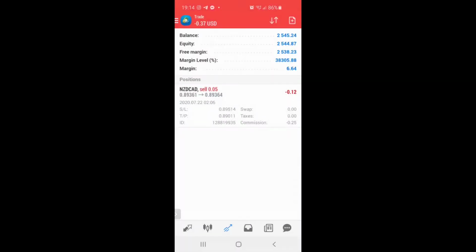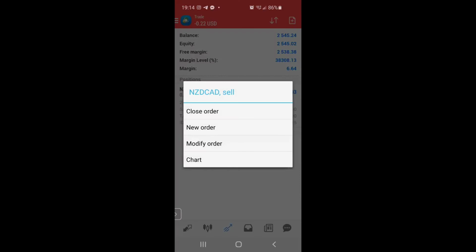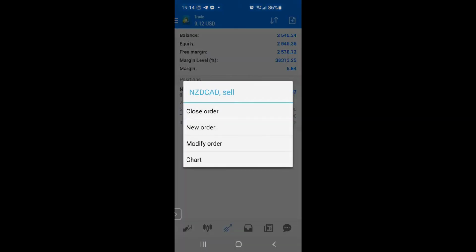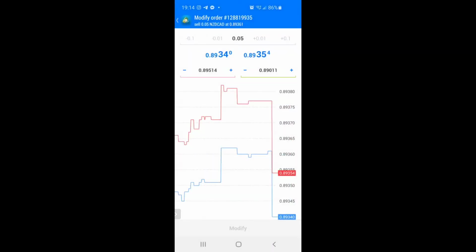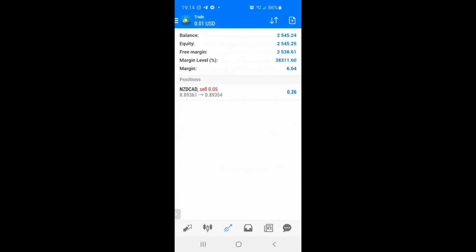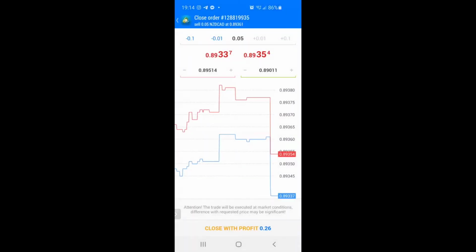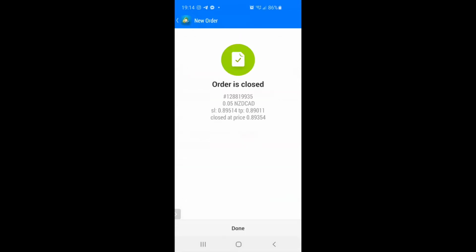Before I held down on it, it was just like this. When I click on it, it opens up all this. Now I hold down on it, and that's just going into profit now. You see close order, new order, modify order. Modify order if you want to change your numbers in there, but we just want to close it. It'll tell you at the bottom if you're closing with a loss or a profit. You see now it's already 26 cents in profit, so we're just gonna close that.